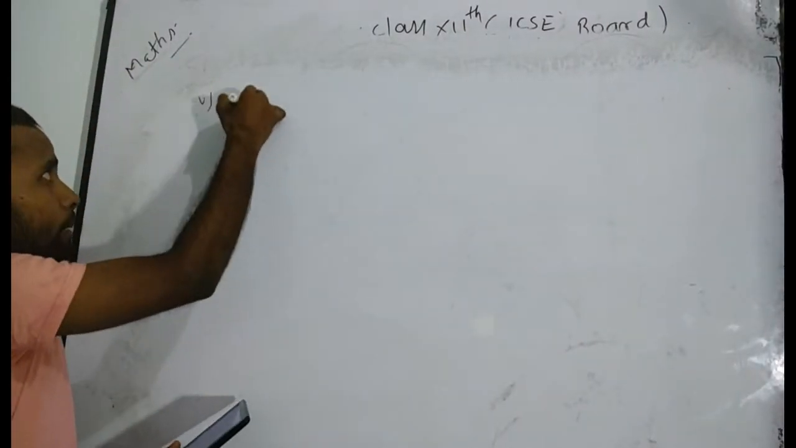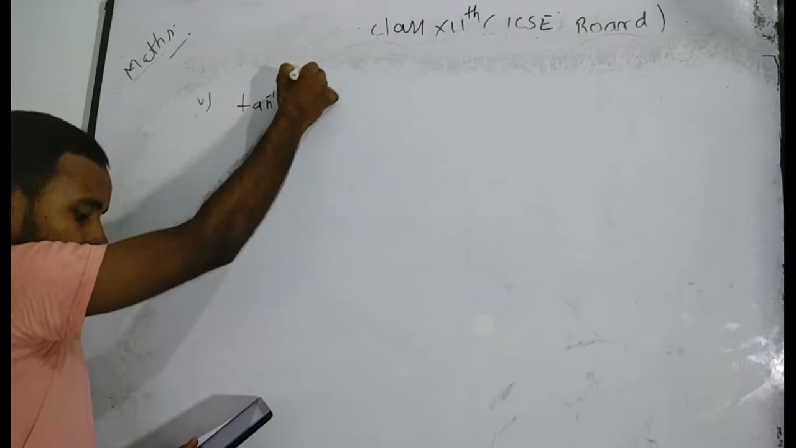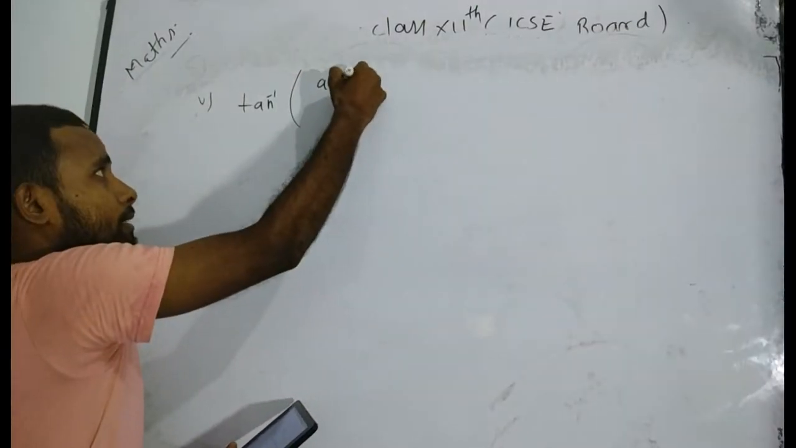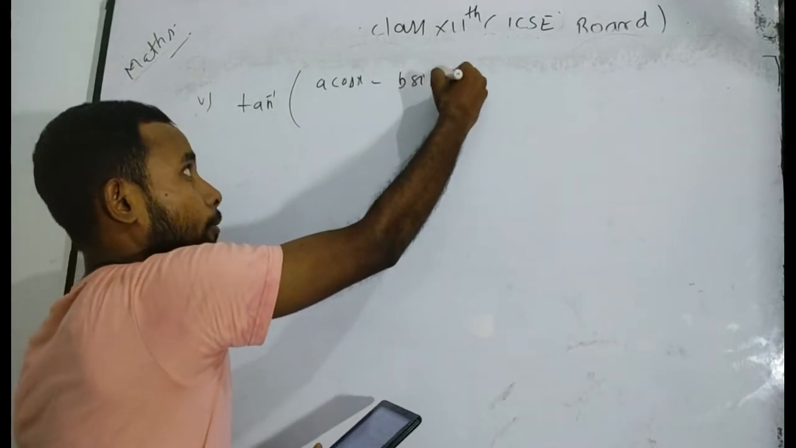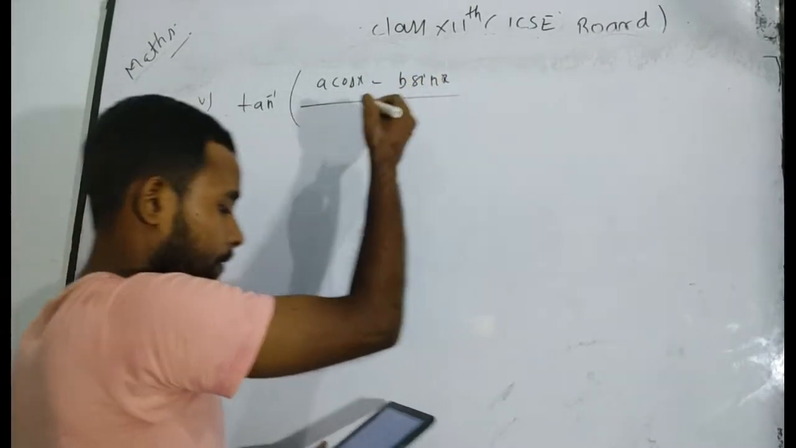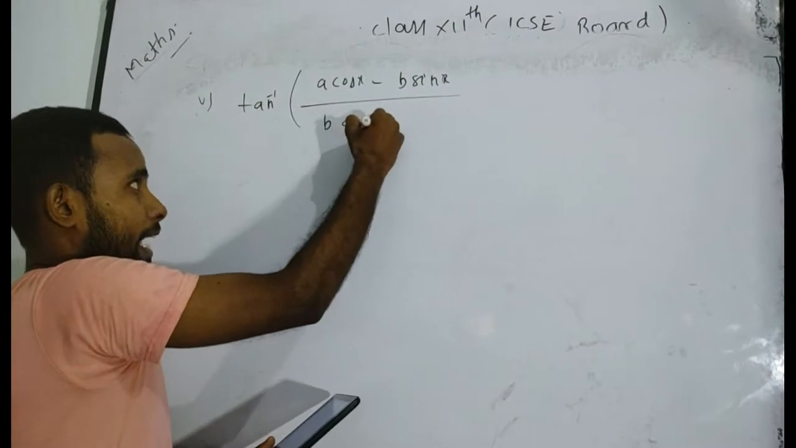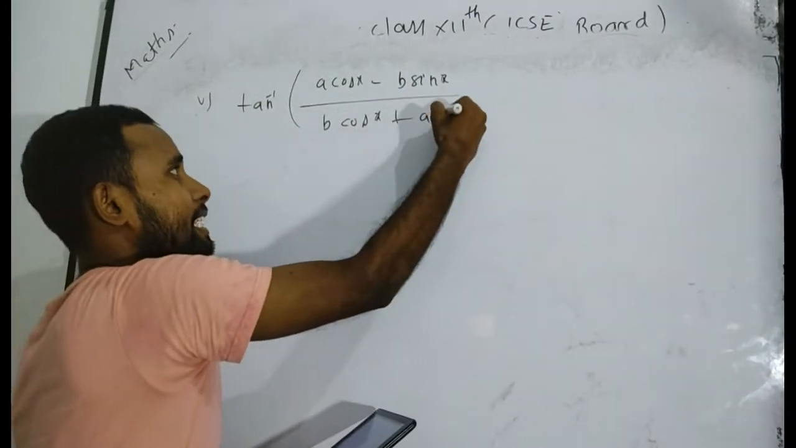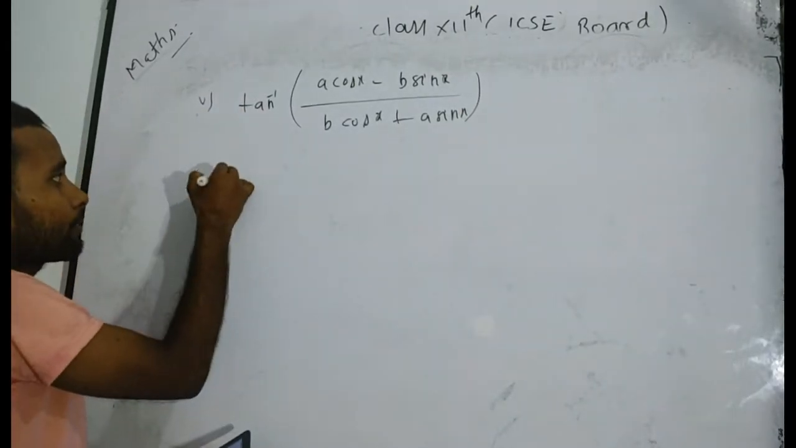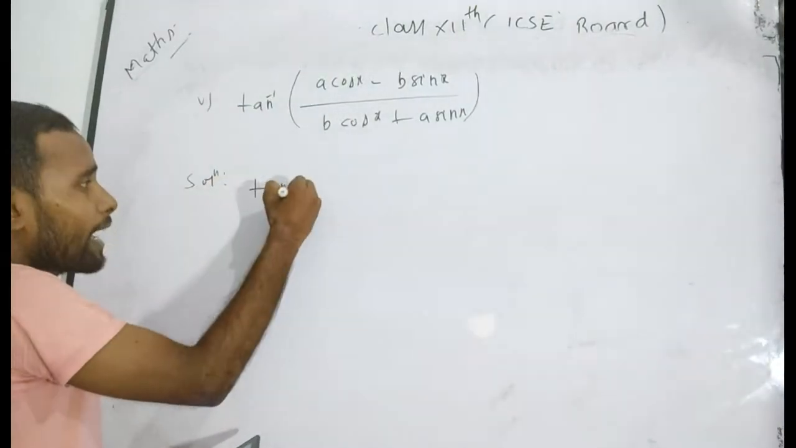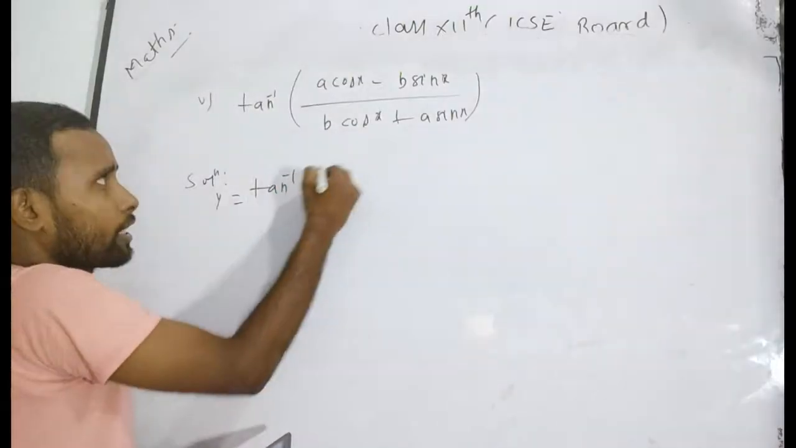Example 5, which will be tan inverse of (a cos x minus b sin x) divided by (b cos x plus a sin x). All these problems are very nice. Now you have to solve this problem again. Can you write? Suppose that y is equal to tan inverse of this.